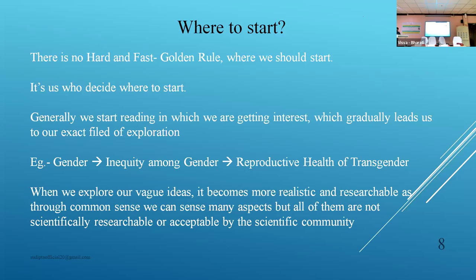So there I will get an idea that reproductive health of the transgenders has not in that sense been studied before. So there is a scope of study: how is the reproductive health of transgenders, and what are the inequities or challenges they are facing? Initially, at the beginning, you may or may not have the idea that you are going to study that particular topic, but you know that you will go for a gender related study. So this is how you can narrow down your ideas.